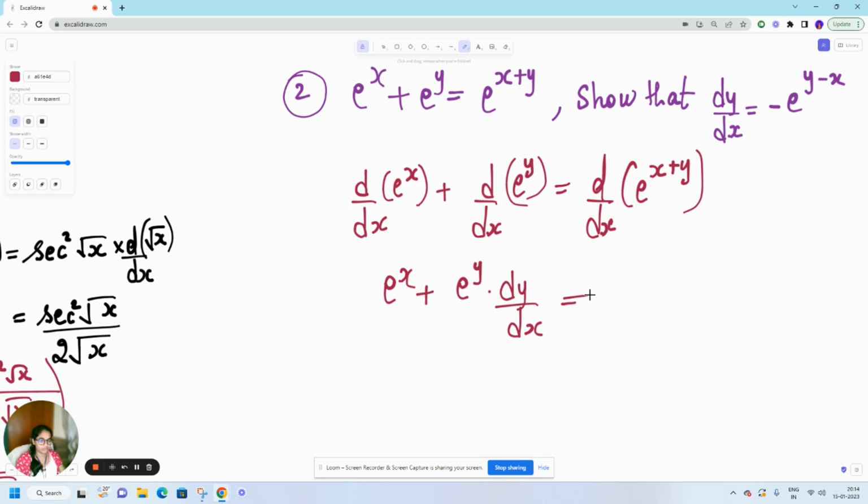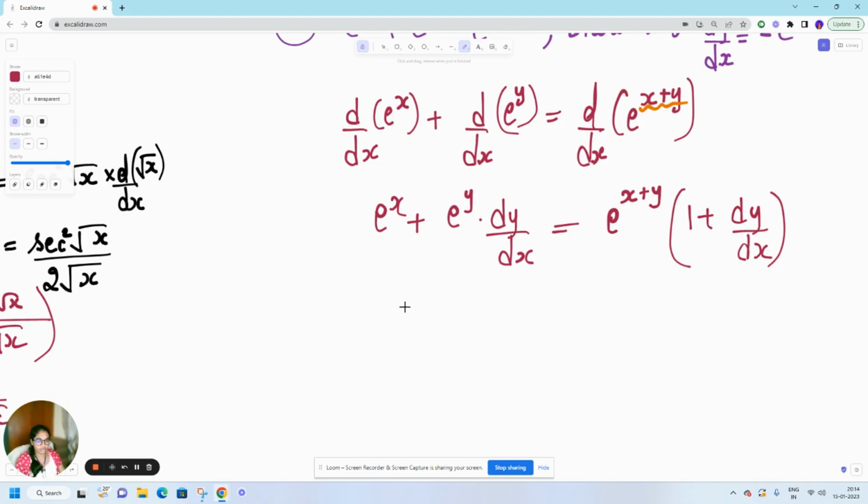This is equal to, let me apply the chain rule directly. If I had to apply the chain rule, which term would you take as t? x plus y, right? So I would have e power t. The differentiation of e power t is e power t itself. Let me substitute x plus y back. And then I would differentiate the t value, that is 1 plus dy by dx.